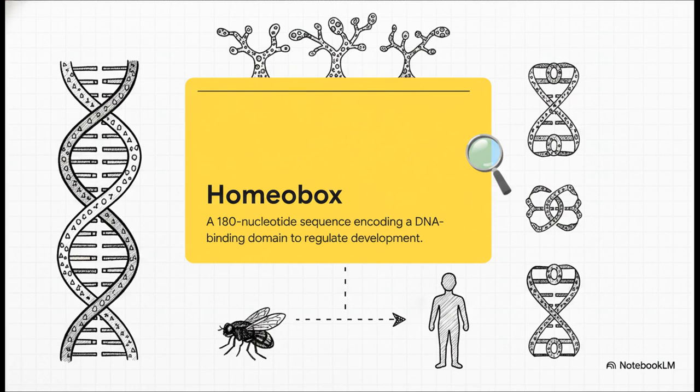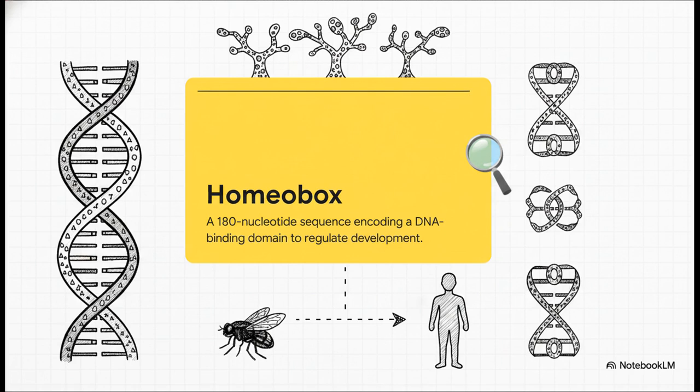To understand this, we have to look at the concept of genetic conservation. Take the homeobox, for example. It's a 180 nucleotide sequence that encodes a 60 amino acid domain inside a protein. This domain binds directly to DNA, acting as a master switch to turn entire batteries of other genes on or off during embryonic development. This exact molecular sequence is so ancient and so insanely valuable that it has been conserved virtually unchanged across radically different animals.